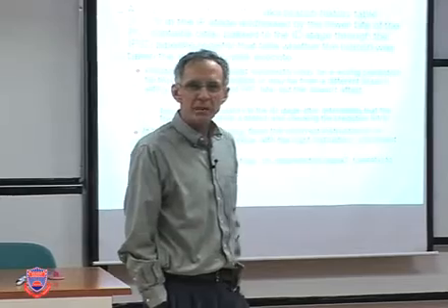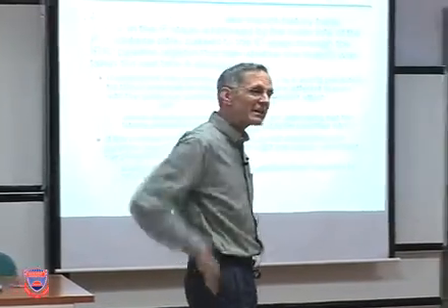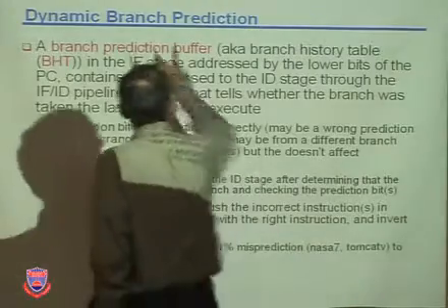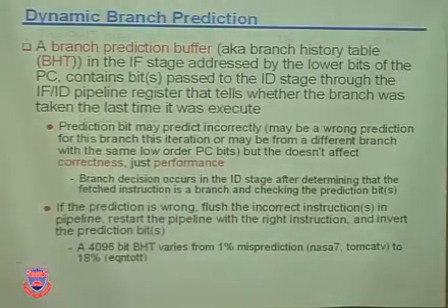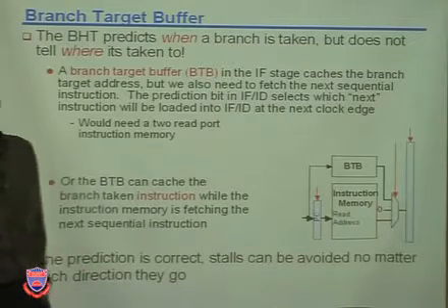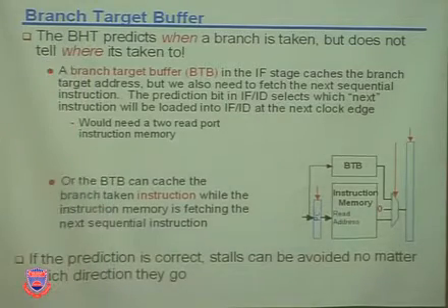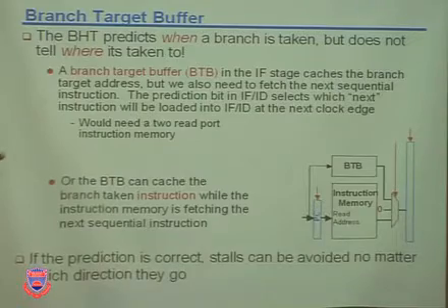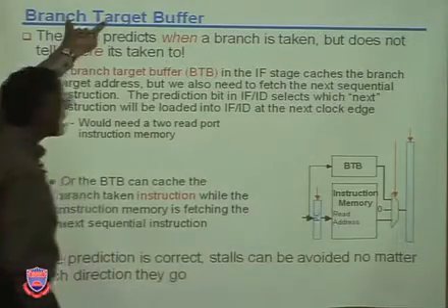It's a little bitty mini memory that'll tell us what we did last time, and if we did it wrong, we change our prediction. Okay, that's the idea behind it. It dynamically can change our branch prediction. Now, the branch history table tells me if I should take it or not, but it doesn't tell me where to go to. We also need to have a second thing called the branch target buffer.